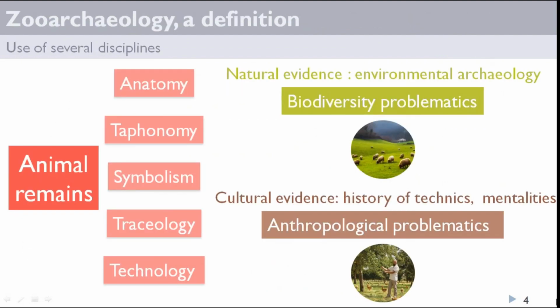So zooarchaeology is a scientific field which uses several other disciplines. For example, you can use anatomy, taphonomy, symbolism, traceology, technology, and when you combine all these scientific tools, you can divide the questions you are going to answer into two big categories. One is connected to the biodiversity problematic: indeed, the animal can be evidence from nature, and so it gives you environmental archaeology. It can also help you answer some anthropological problematics by giving evidence of the history of techniques, mentality, and of the evolution and diversity of the different cultures that exist across time and space.